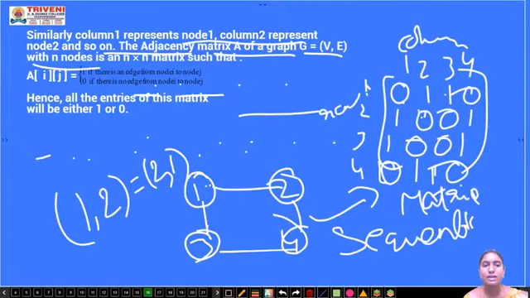and so on. The adjacency matrix A of the graph G equal to (V, E). A of Ij equal to 1 if a connection is available, we have to represent it with 1. If there is no connection from one node to another node, it will be represented with 0. That is A of Ij equal to 1 if there is an edge from node I to node J, and A of Ij equal to 0 if there is no edge from node I to node J. Hence all the entries of the matrix will be either 1 or 0.